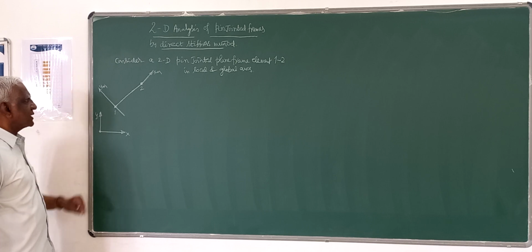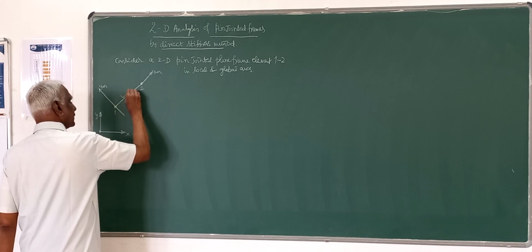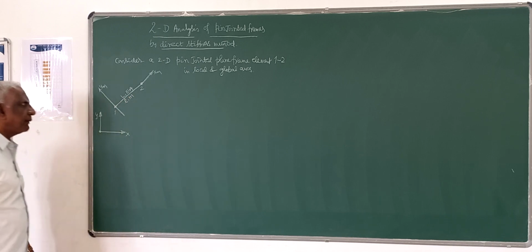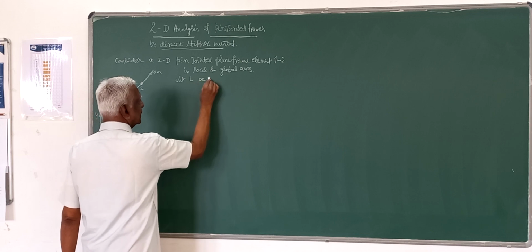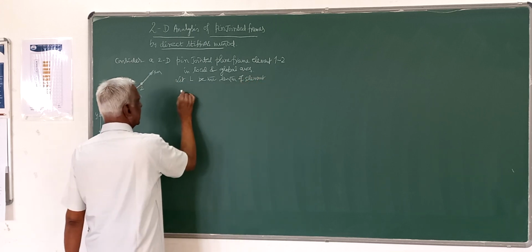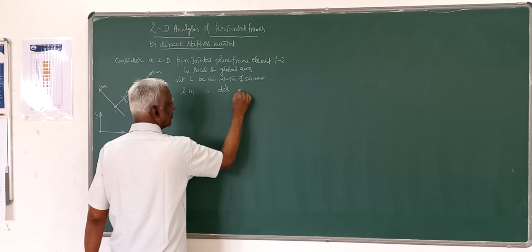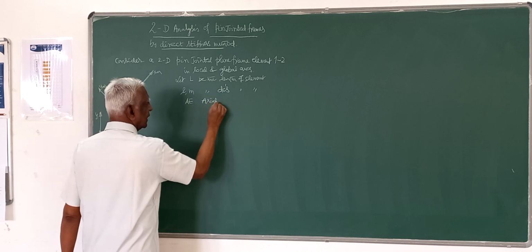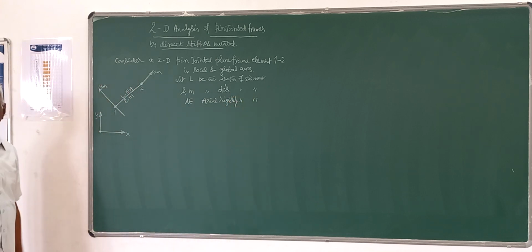This is with respect to local axis, this is with respect to global axis. Let L be the length of the element, and small l and m be the direction cosines of the element, and AE is the axial rigidity of the element, which I have indicated.